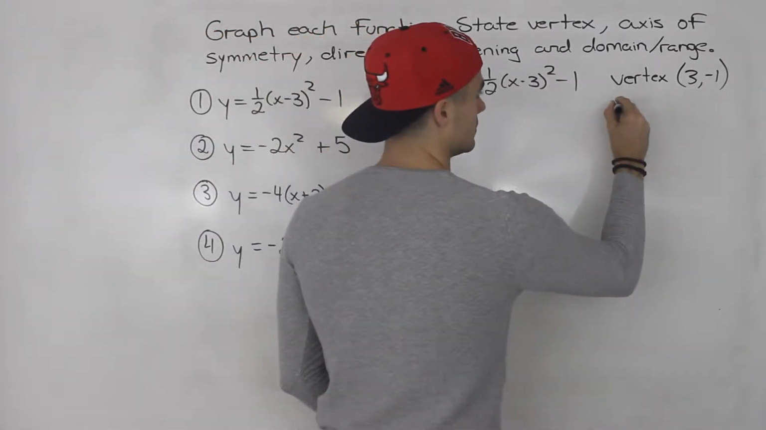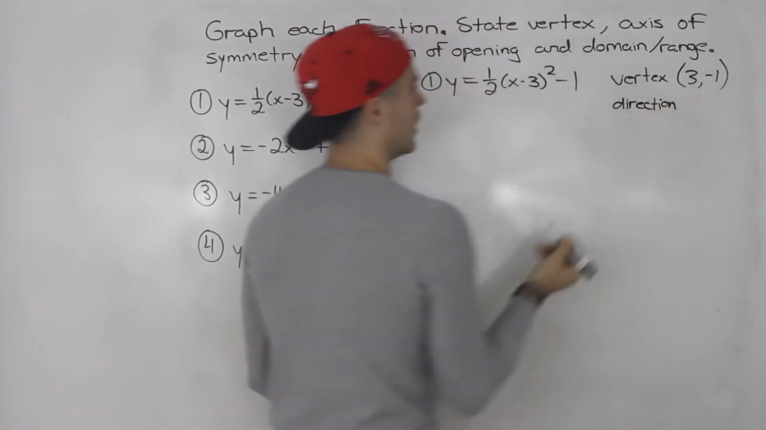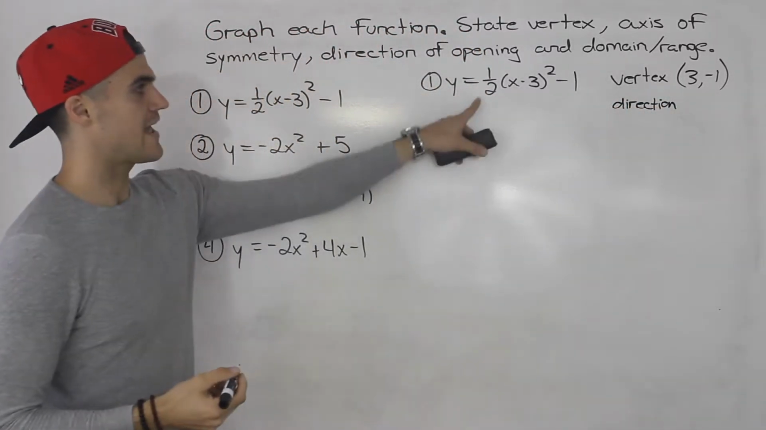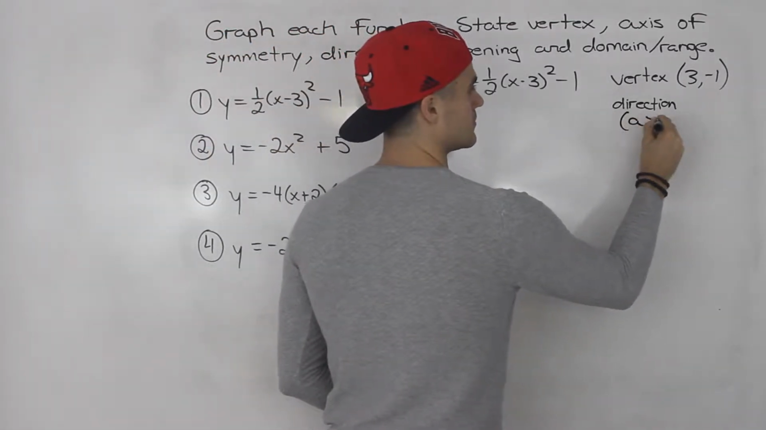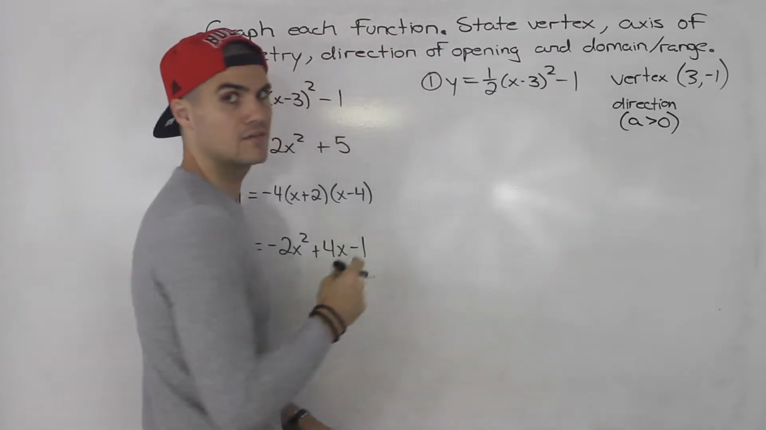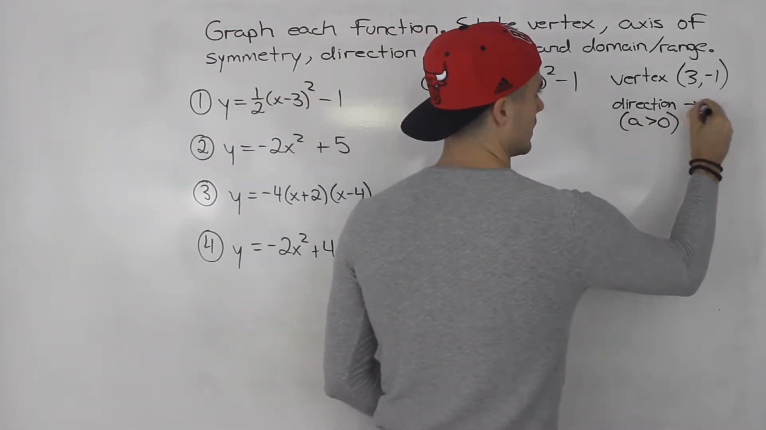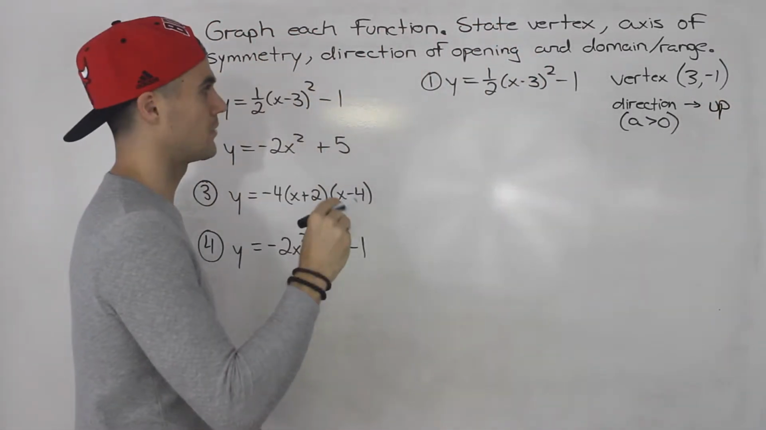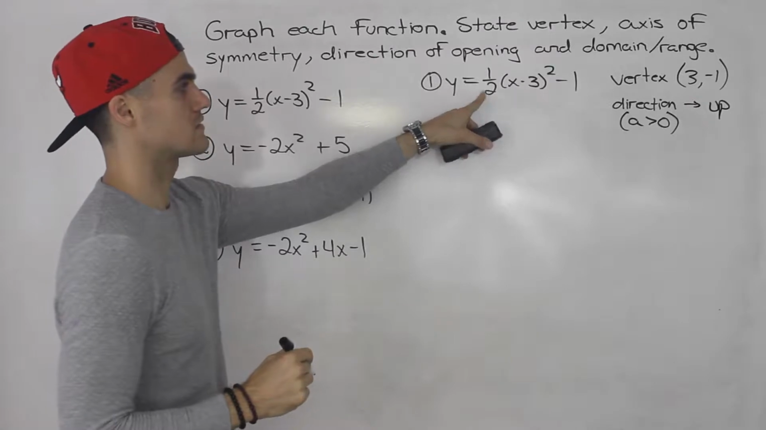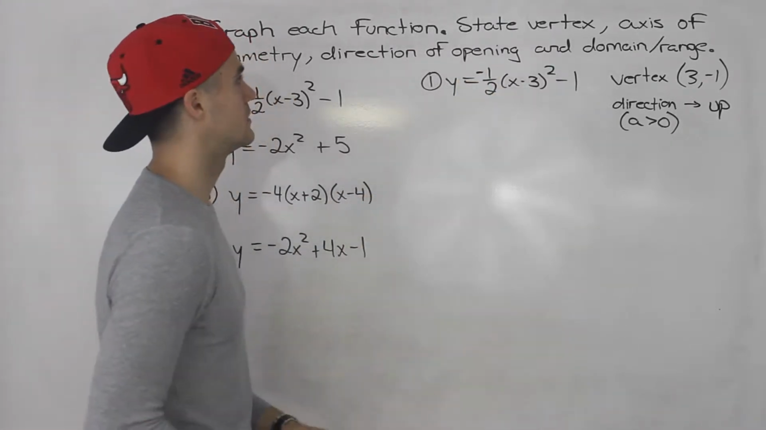What's the direction of opening? Well, notice the a value is positive. If the a value is positive, it means the direction is up. So it's a parabola that's going to open up because that a value is positive, that a value 1/2. If it was negative, then it'd be opening down.